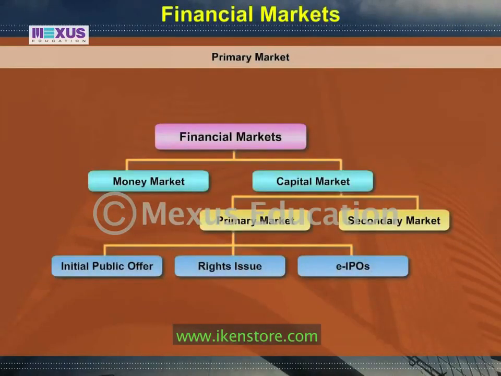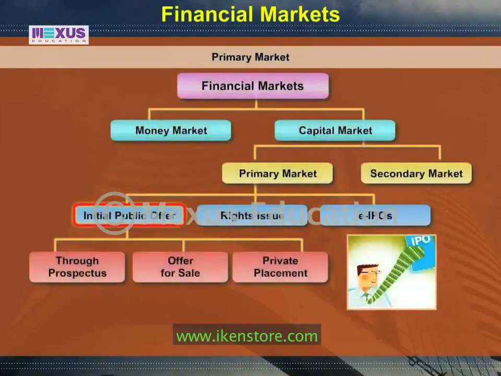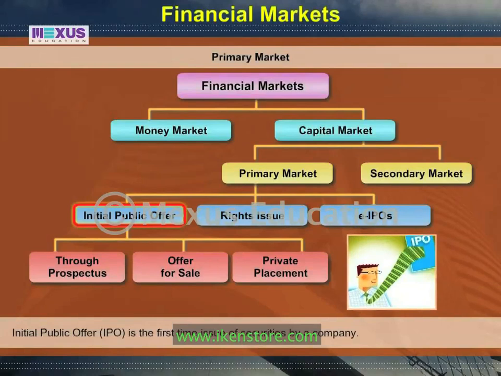A company may use the following methods to issue securities in the primary market: initial public offer, rights issue, E-IPOs. Initial public offer. Initial public offer or IPO is the first-time issue of securities by a company. A company may make an IPO through any of the following methods: public offer through prospectus, offer for sale, private placement.